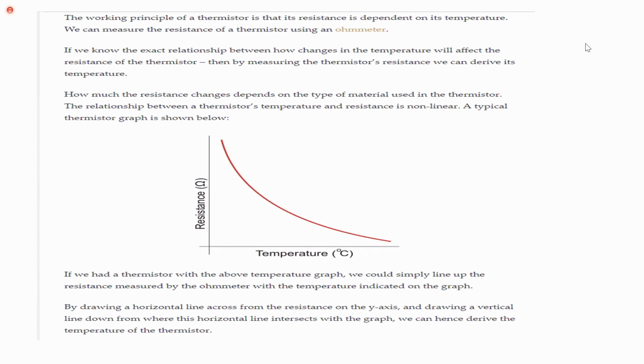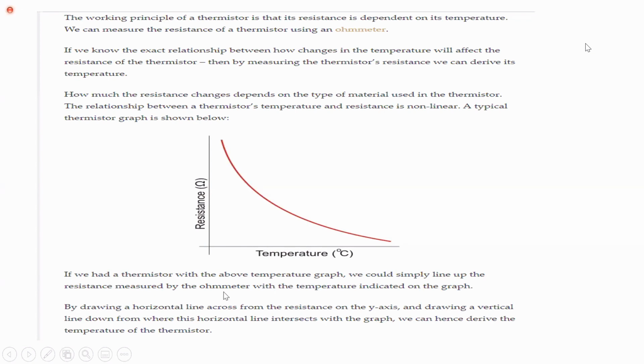How much the resistance changes depends on the type of material used in the thermistor. The relationship between a thermistor's temperature and its resistance is non-linear. A typical thermistor graph is shown below. Here you can see the graph of the variation in resistance depending on the temperature.